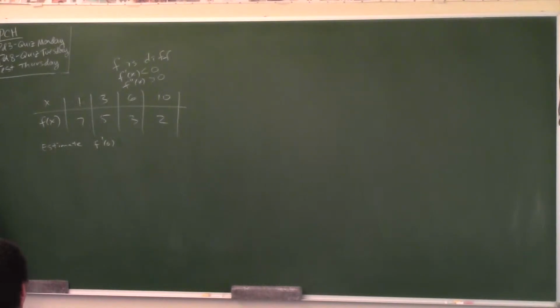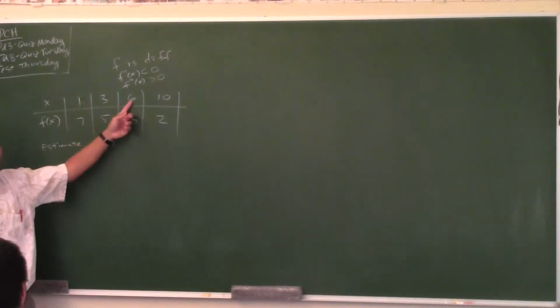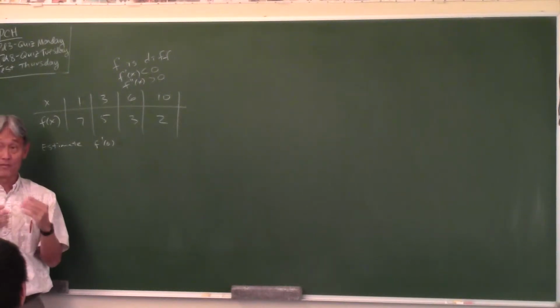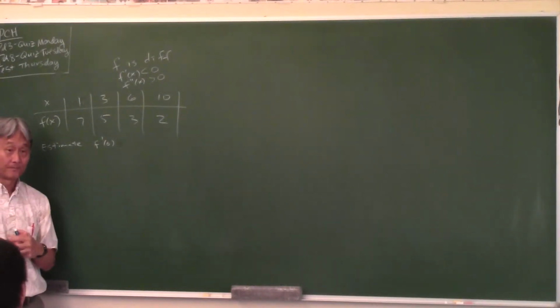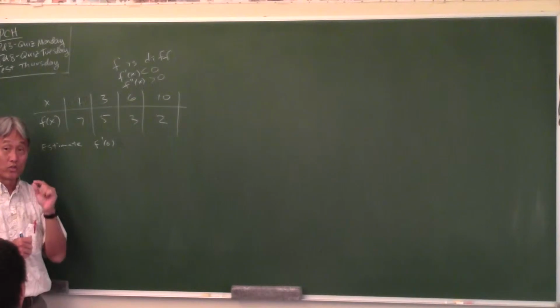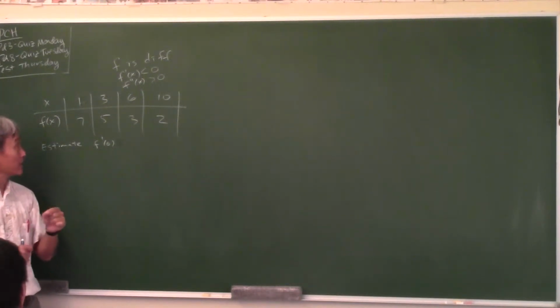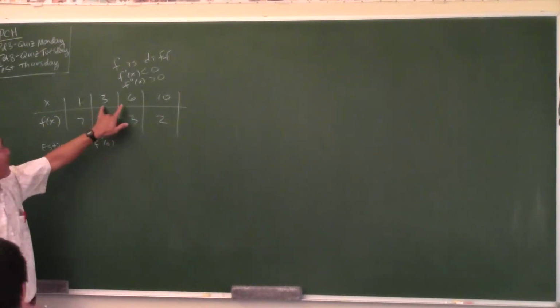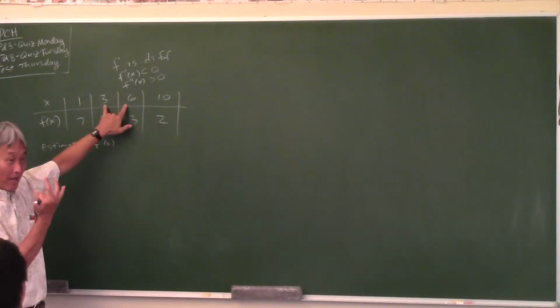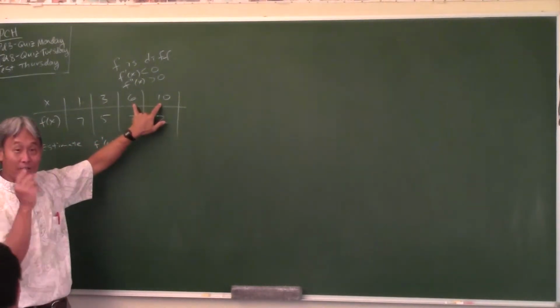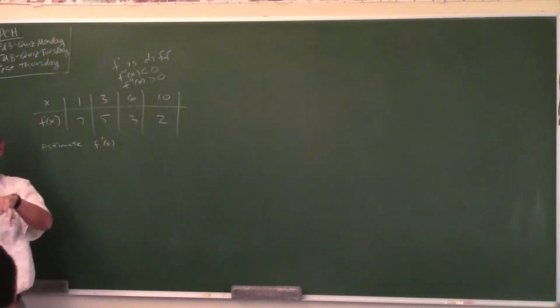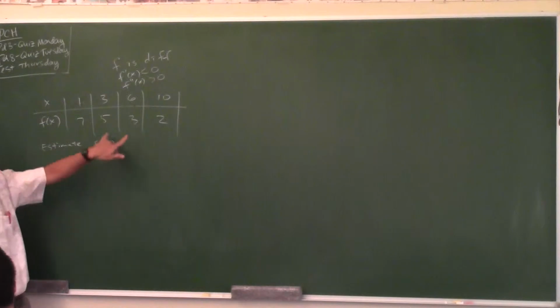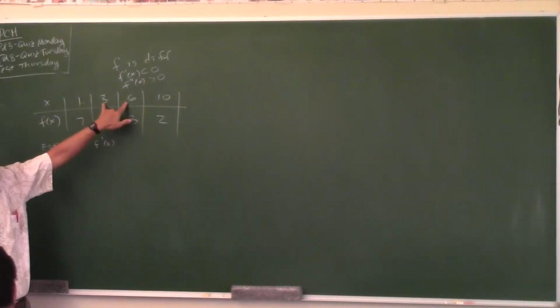Okay, so they want you to estimate the slope when x is 6. So look, is 6 on the chart? Okay, so what's the rule? If it's on the chart, what do you do? You gotta use the left and right point that's closest to it. So which point is closest to 6, 3 or 10? How far is it from 3 to 6? 3. How far is it from 6 to 10? 4. You have to use the closest one. So all you have to do is find the slope between these 2 points.